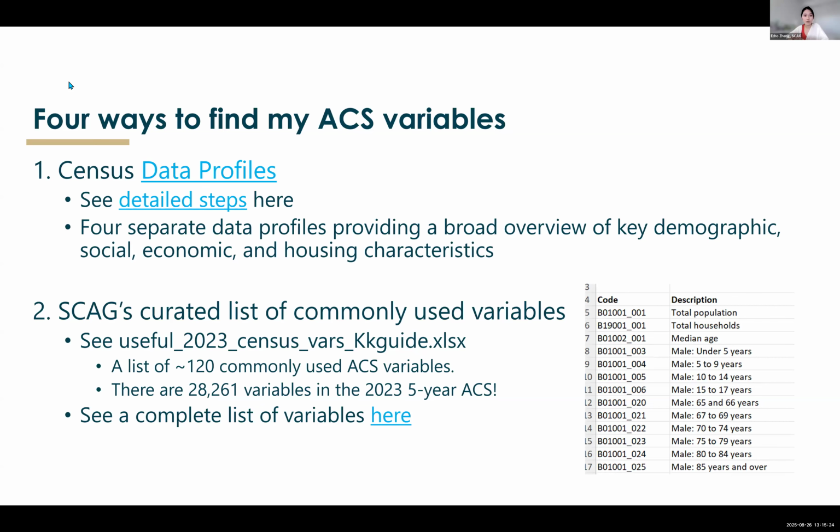The census produced 4 separate data profiles covering four different topics. Those are demographic characteristics, social characteristics, economic characteristics, and housing characteristics. Each data profile essentially provides a short list of commonly used variables under that topic. So for example, the housing characteristics data profile will provide variables including tenure, total housing units, unit types, year structure built, and etc.